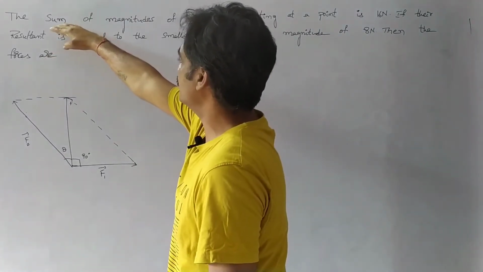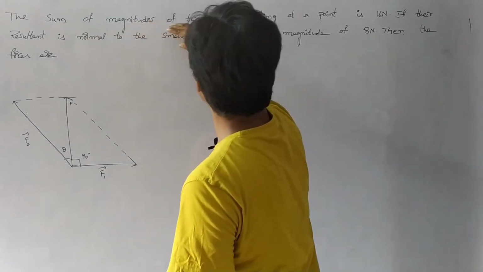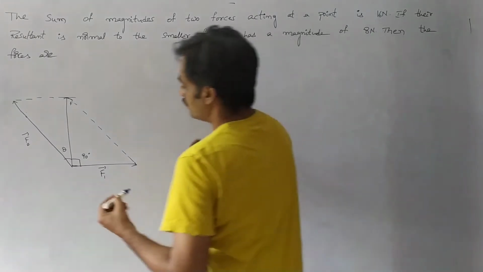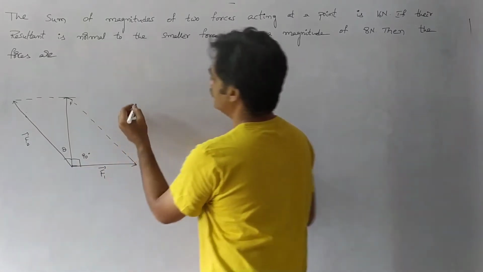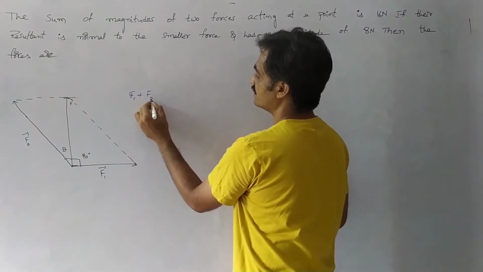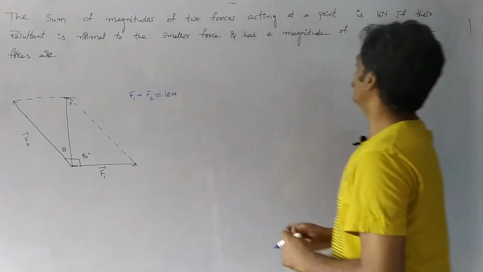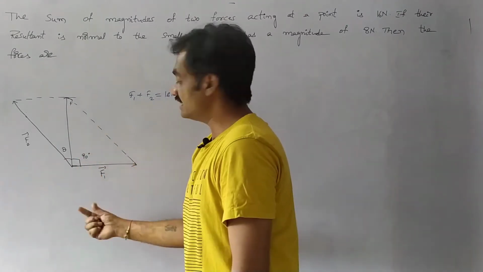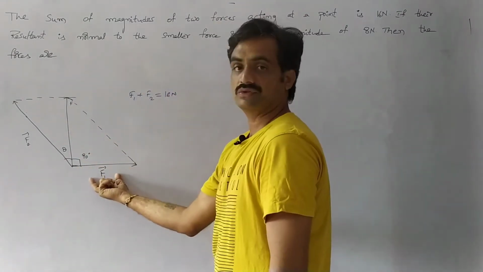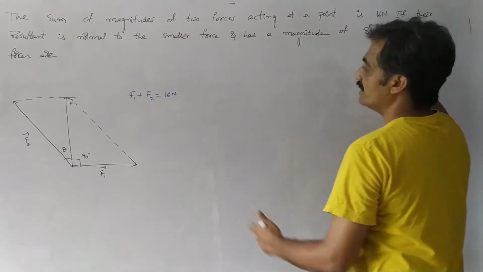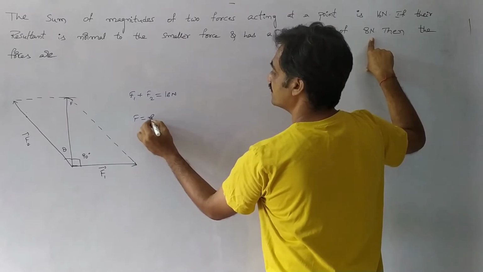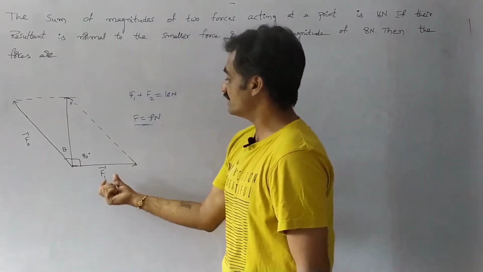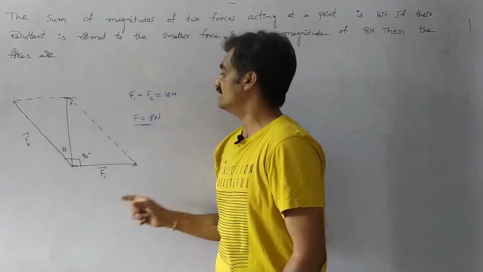Observe that in this problem he has given that the sum of magnitudes of two forces acting at a point is 16 Newton. Based on that we can write F1 plus F2 equals 16 Newton. And the resultant is normal to the smaller force and has a magnitude of 8 newtons. Now we have to find the magnitudes of F1 and F2 based on these equations.